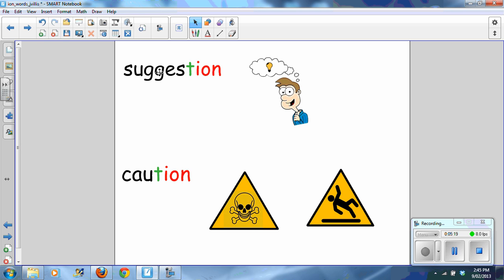Suggestion. When you make a suggestion, you offer a possibility. So you can come up with a solution to a problem. You can offer more than one suggestion or more than one way to solve a particular problem.